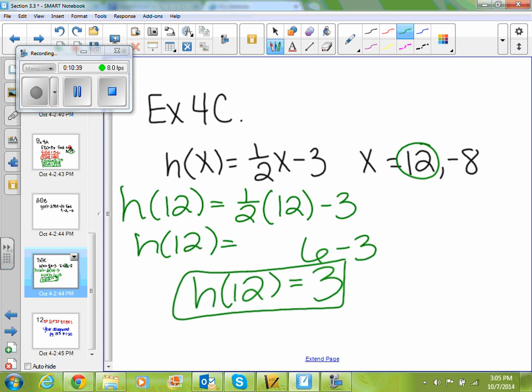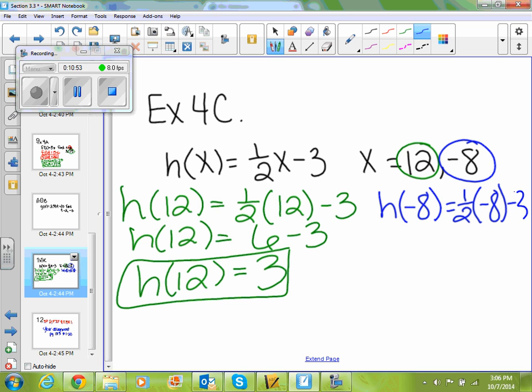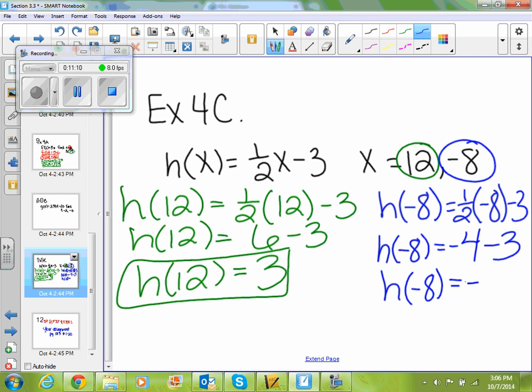Okay, so now we're going to plug in -8. So h of -8 equals 1/2 times -8 minus 3. So nothing over here changes, so h of -8 stays the same. What's half of -8? -4 minus 3. -7. -4 minus 3 is -7. Okay. So we do okay?